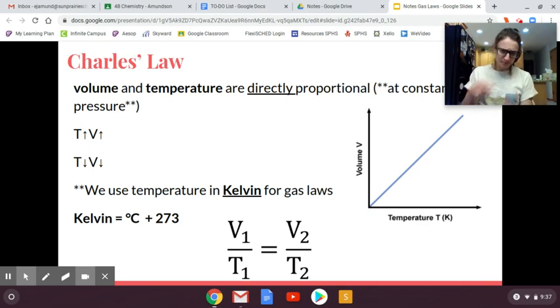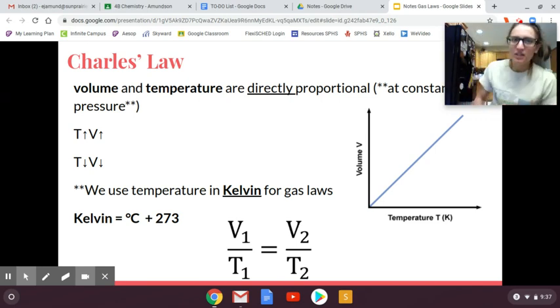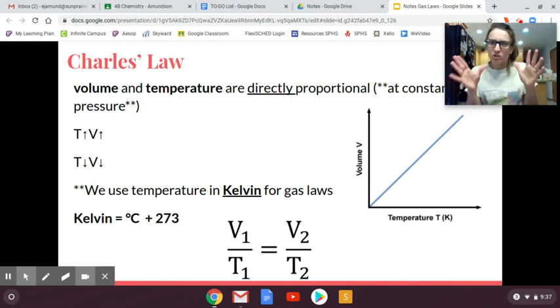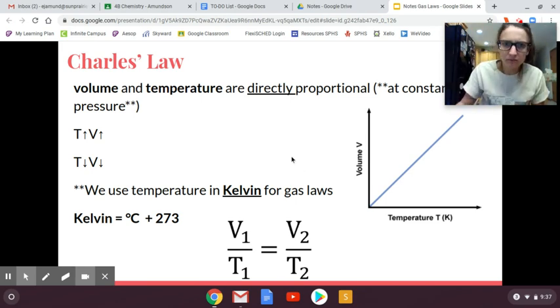So if you forgot the equation, there it is. If you are in degrees Celsius, you can add 273 to that to get into Kelvin. If you are starting in Fahrenheit, you have to turn it into Celsius first and then add the 273 to get into Kelvin, okay? So this is the what. This is what goes on here. If temperature goes up, volume goes up. Temp goes down, volume goes down. All right, that's the what.